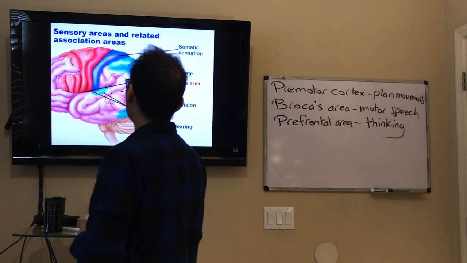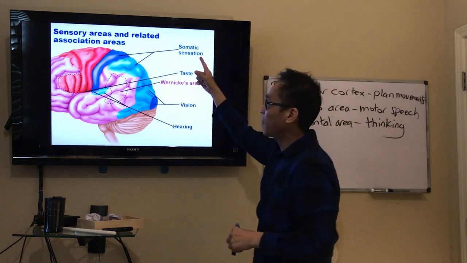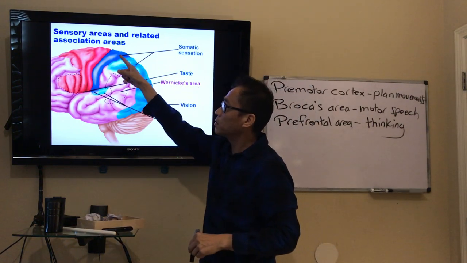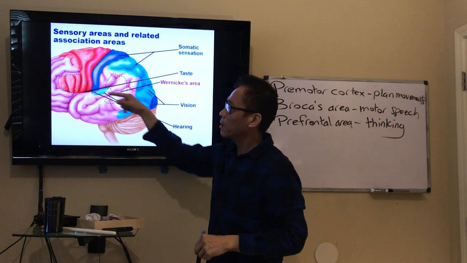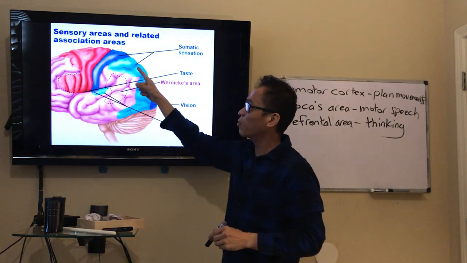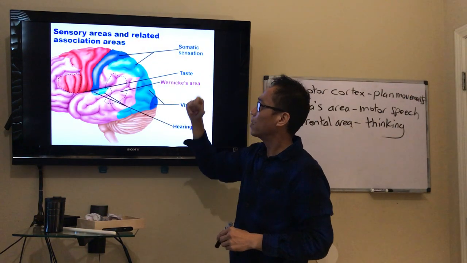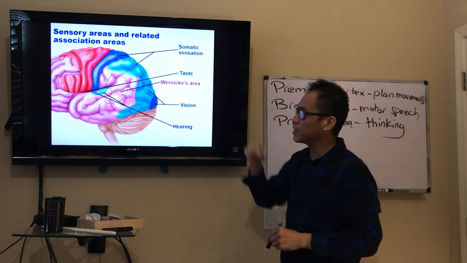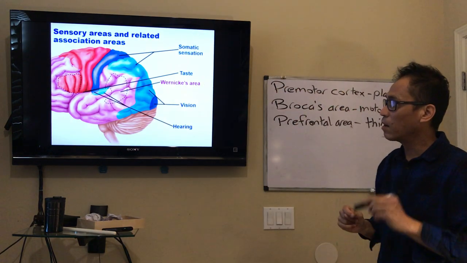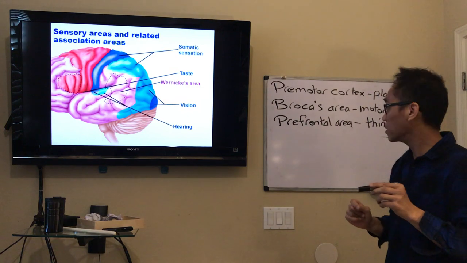Here's some sensory areas. We talked about somatic sensation right here. This is your primary sensory cortex, and right out there would be the association area. You have taste. I'll write down Wernicke's area. That's the area of language comprehension.